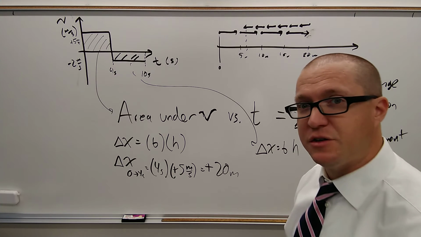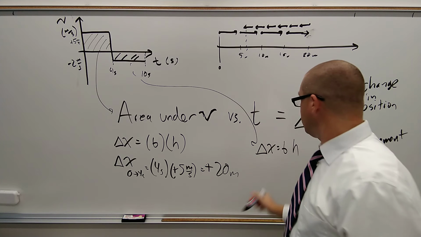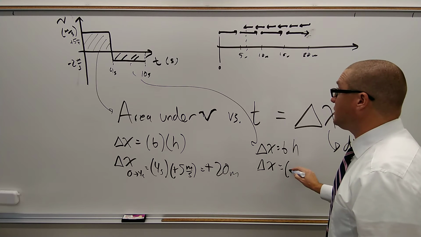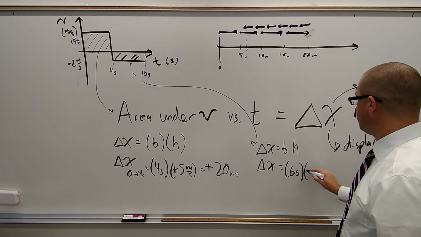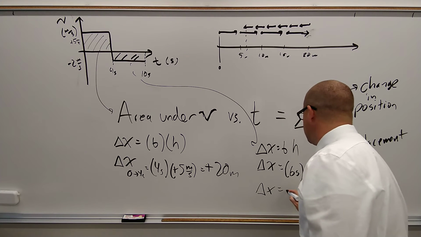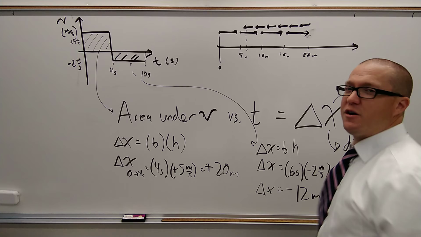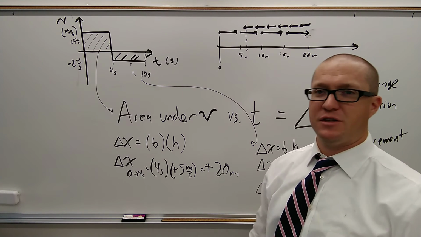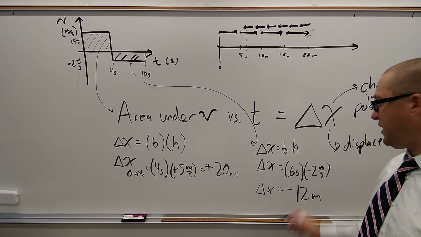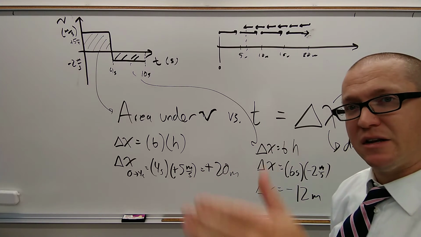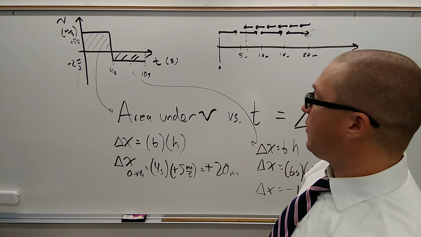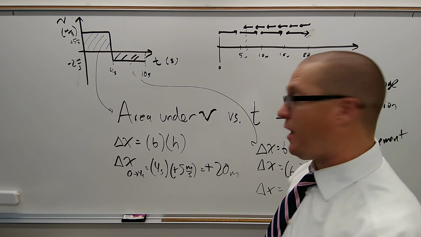Delta x equals base times height here. So we've got delta x equals 6 seconds times negative 2 meters per second. Delta x is negative 12 meters. Sorry for the announcements. I forgot to make this video last night and wanted to get it out to you this morning. So negative 12 meters is the displacement for the second part of the motion. Forward 20, backwards 12.